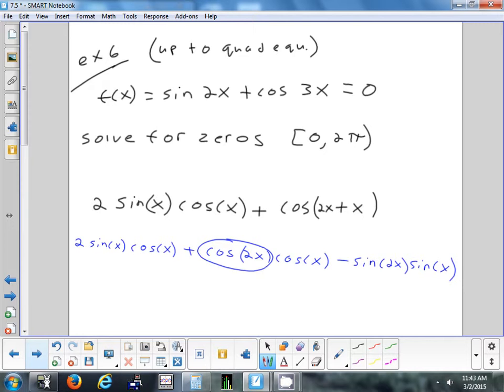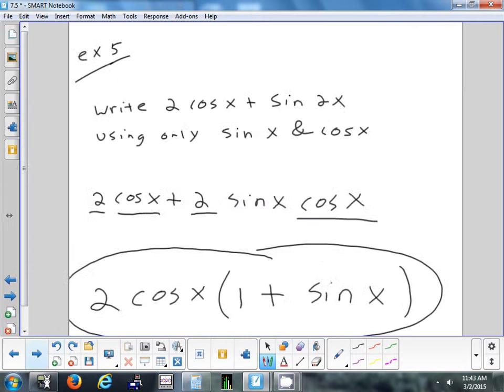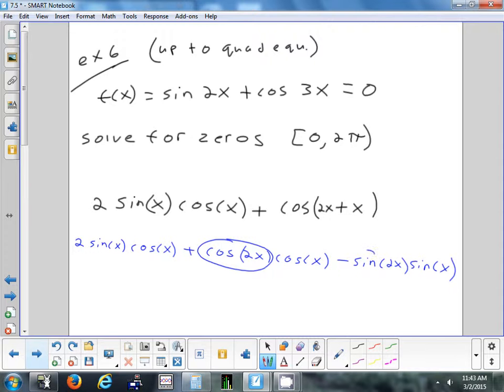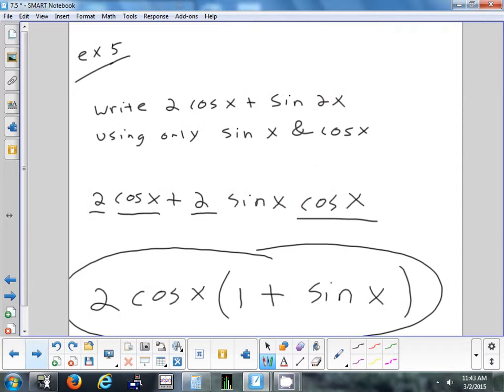Cosine 2x. Actually, you know what? I don't think we're going to use that one. We're going to use the second one. This is the tricky part, how you know which identity to use. It's just that this one is a little faster. So that's your cosine of a double angle. And then we have this, sine of a double angle. So we're going to use each of those. At this point, it's going to be as complicated looking as it's going to get, and then some things are going to start to combine, and we'll get like terms.